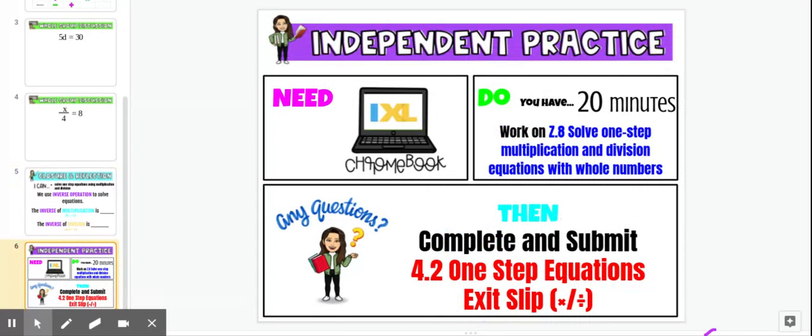In order to make sure you are prepared and have some time to practice, I'd like you to go to IXL, please, and work on Z.8, solve one-step multiplication and division equations with whole numbers. Once you feel confident and have reached a 70 or above on your SmartScore, make sure you go to 4.2 one-step equations exit slip on Schoology.